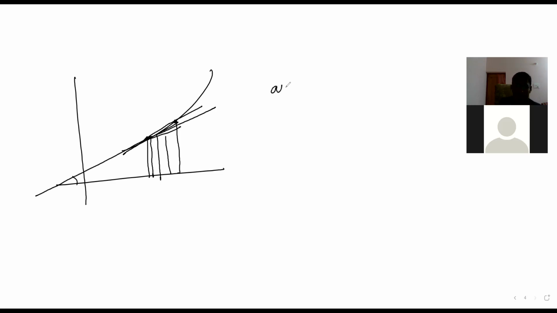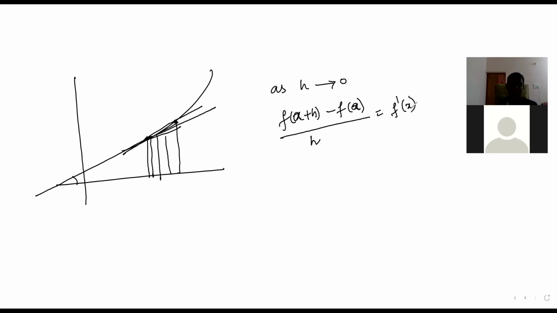So as h tends to 0, the slope, f of x plus h minus f of x, I am writing x in the place of a, divided by h, as h tends to 0, this is called f dash of x. So practically, if you see here, this is a slope only. As h is tending to 0, this is f dash of a.